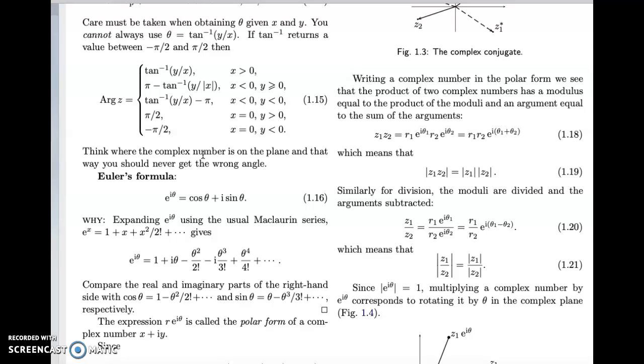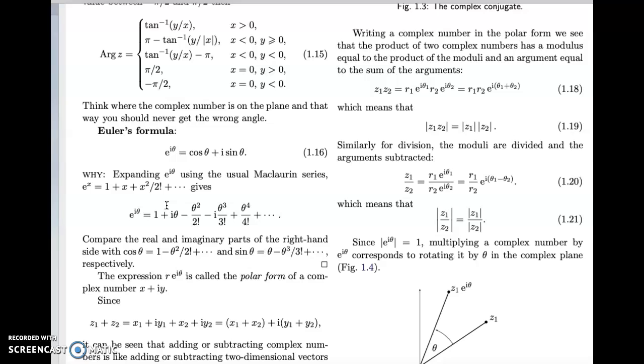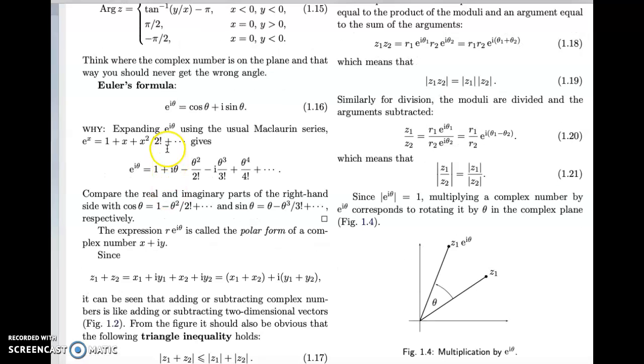Okay, so one of the most famous formulae is Euler's formula, which relates cos and sine to the base of natural logarithms, e. So where does this come from? Well, one of the simplest ways to show it is to expand the Maclaurin series for e to the x, where you replace x by i theta. e to the x is 1 plus x plus x squared over 2 factorial plus x cubed over 3 factorial and so on. If I replace x by i theta, what do I get?